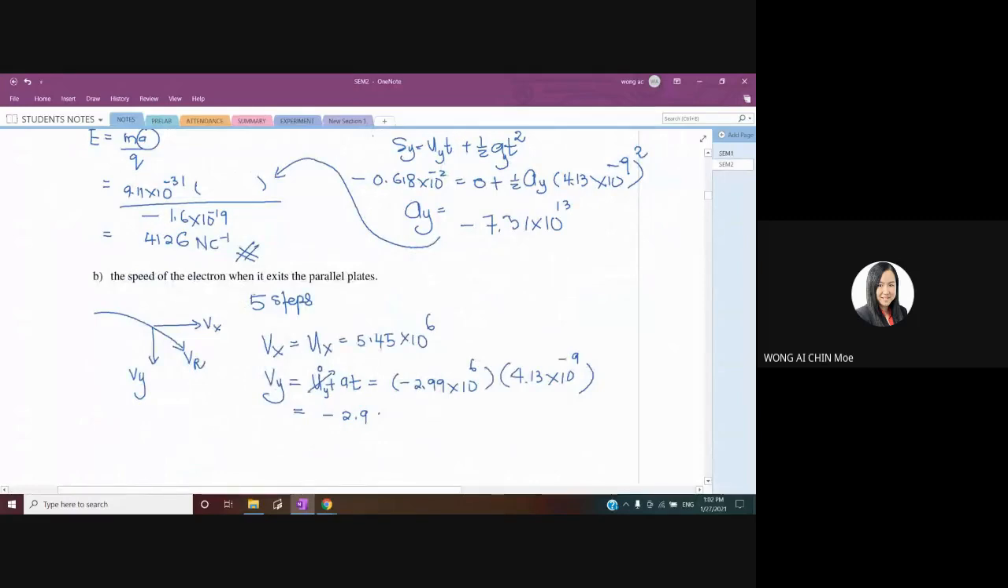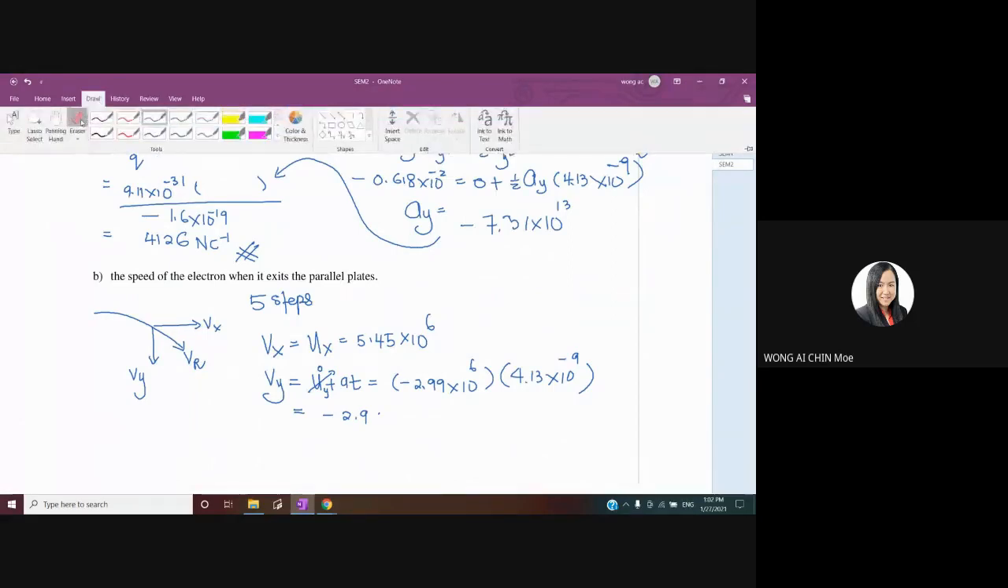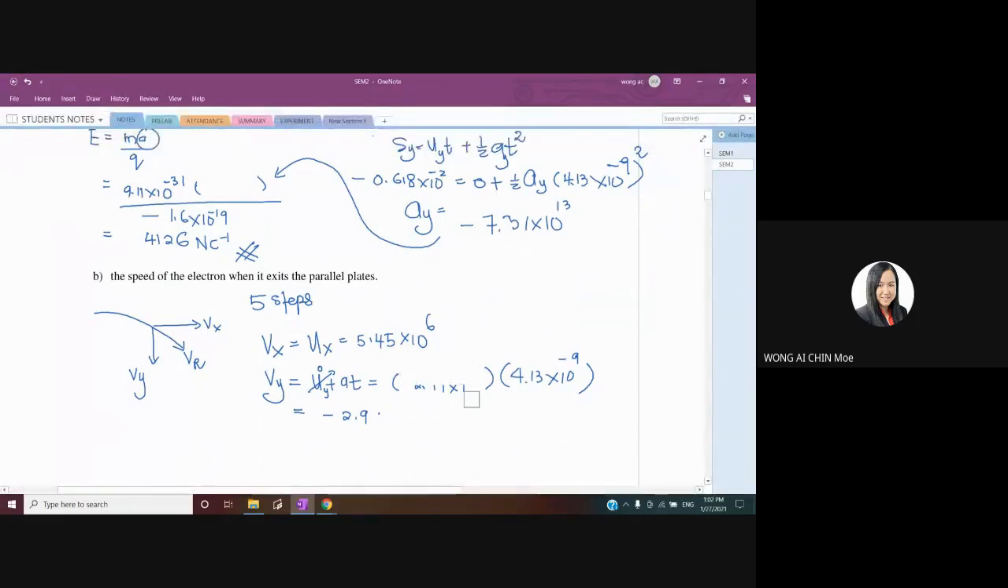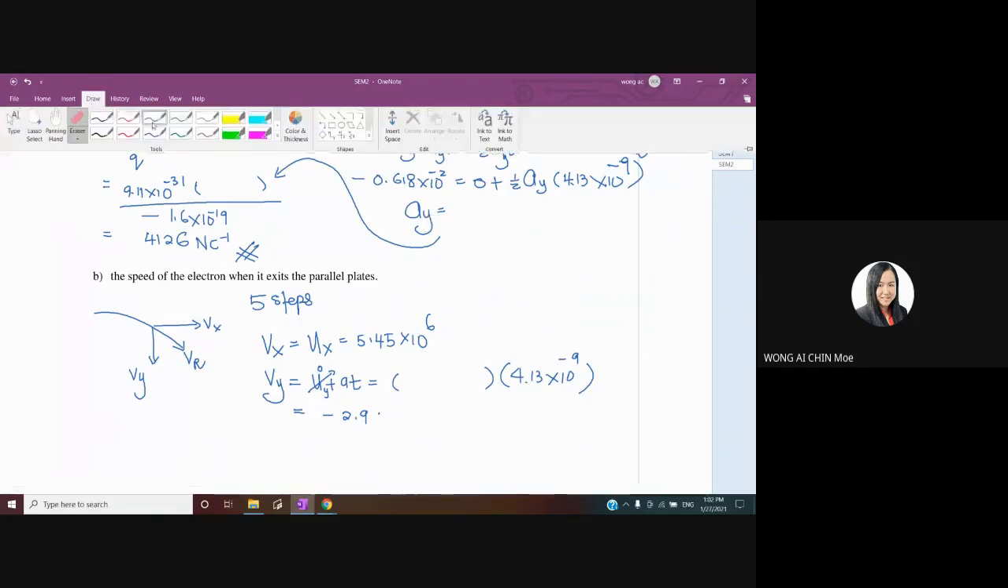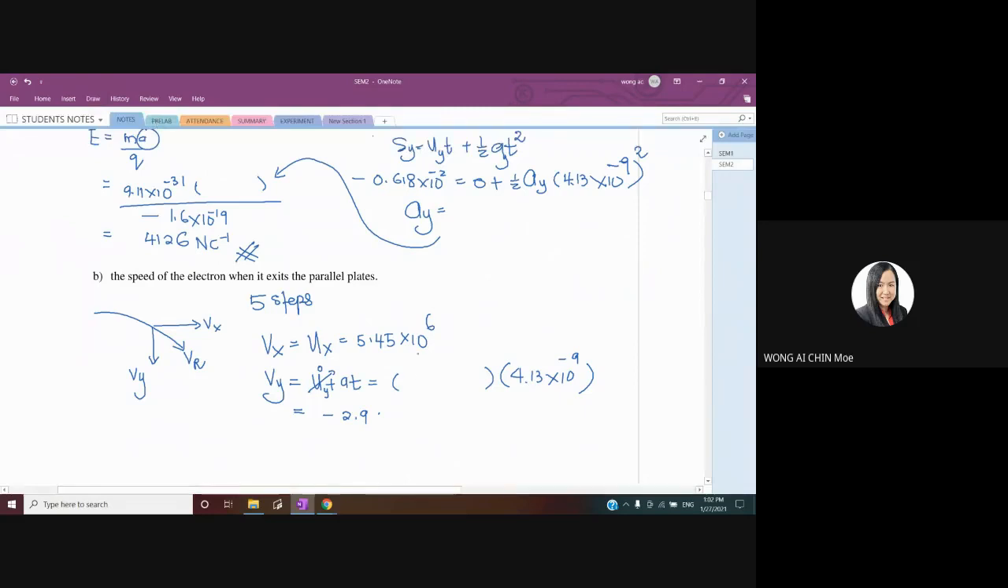Your answer, this one, A is also wrong. So you calculate the value A first. You recalculate, and then you substitute A. So the answer that you get for velocity is 2.99 times 10 to the power of 6 meter per second. So you recalculate A by yourself.